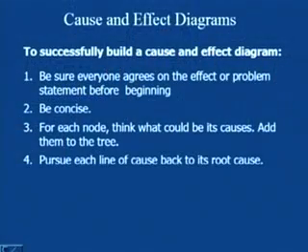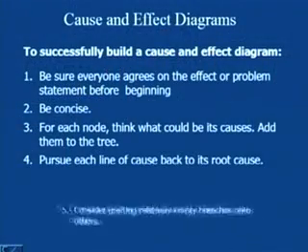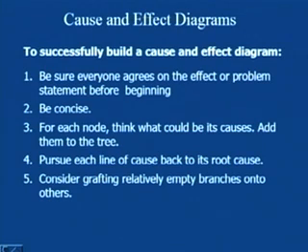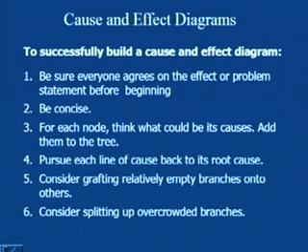So, for each node, that is for each limb, think what could be its causes and add them to the tree. Pursue each line of cause back to its root cause. Consider grafting relatively empty branches onto others. If some branches have just 1 or 2 causes, try to club those branches. Unnecessarily increasing the branches will not give you much benefit. Consider splitting up overcrowded branches, as I already mentioned. Sometimes it becomes very clumsy, so in such cases, instead of fixing only 4 categories, we can increase the categories and split up the overcrowded branches also.